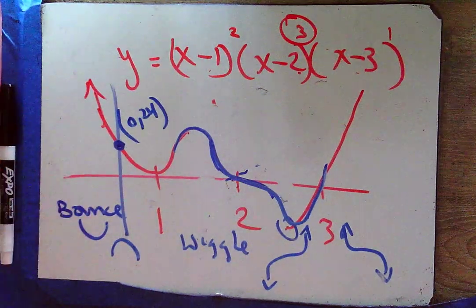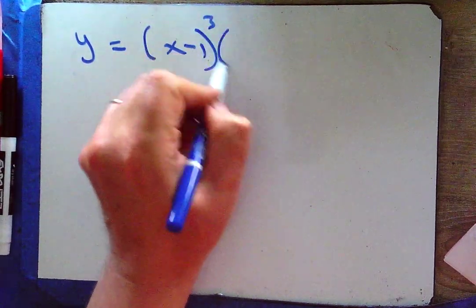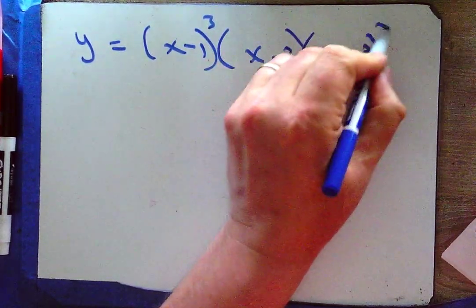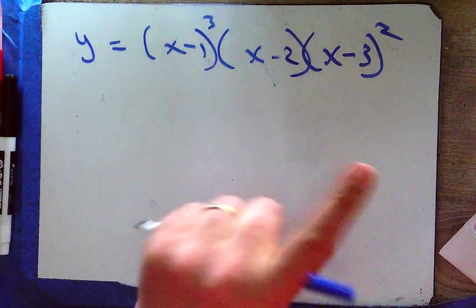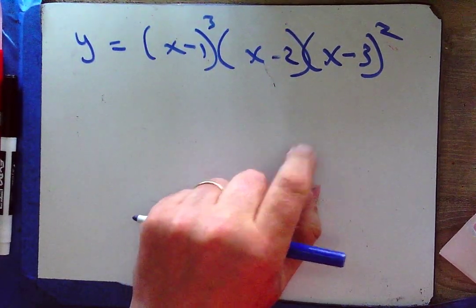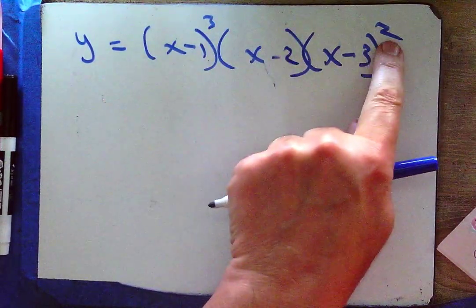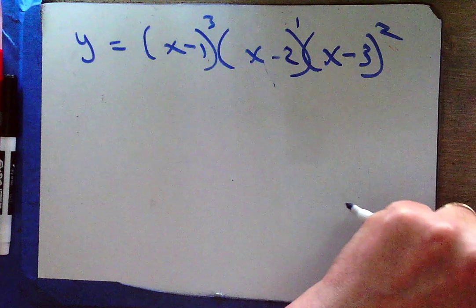So, I would love it if you took that information together and graphed y equals x minus 1 to the third, x minus 2, and x minus 3 squared. Please graph this polynomial. Use your knowledge of the degree of the polynomial and positive leading coefficient to get the appropriate end behavior. Use the fact that factors can help us find zeros, and think about the multiplicity on each factor and what happens on the graph because of those multiplicities.